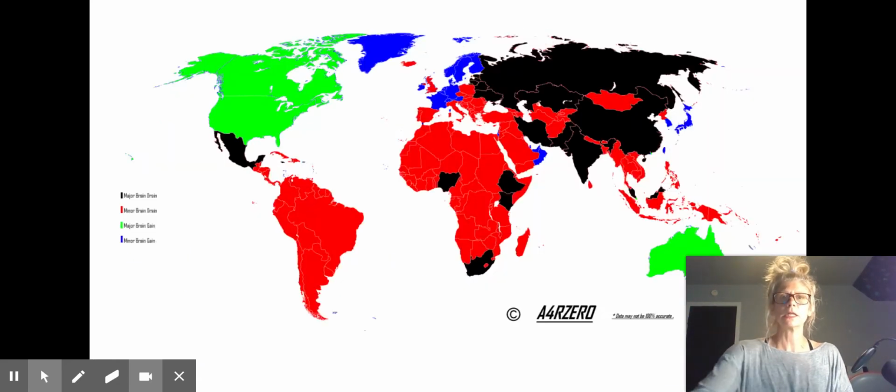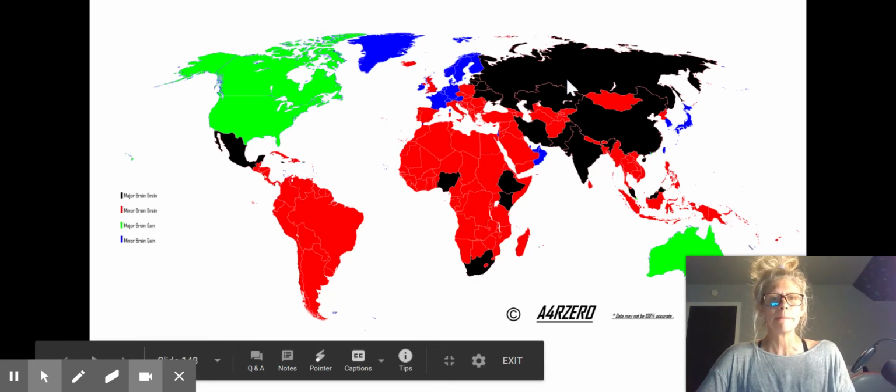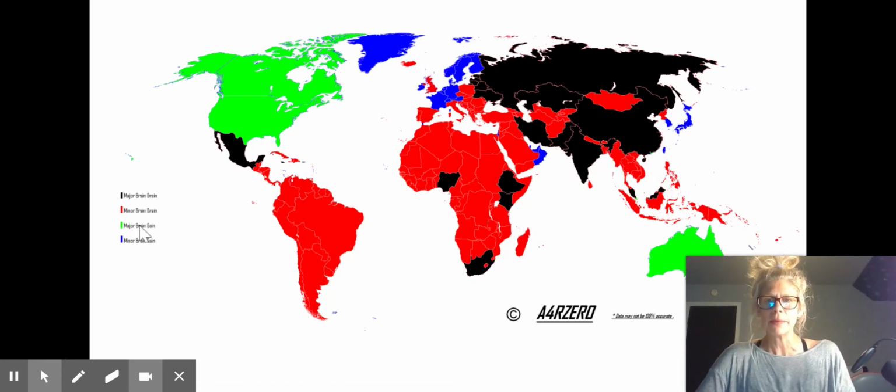So we'll look at a map here which shows major brain drain countries and major brain gain countries. So if you can see here, the major drains are going to be in black, okay? And then the major gains are going to be in green. So we see countries like the United States, Australia, even Canada that are getting a brain gain. So they're getting a lot of people coming in for that education. But we see India is huge for brain drain because many people from India leave to go seek higher education. So just make sure you understand that concept of brain drain.